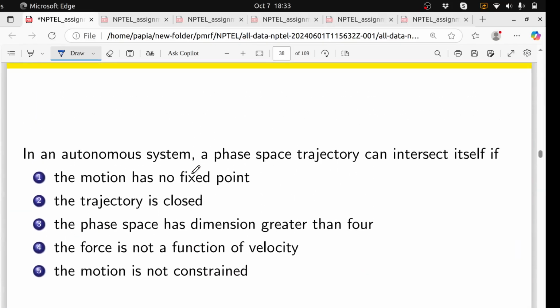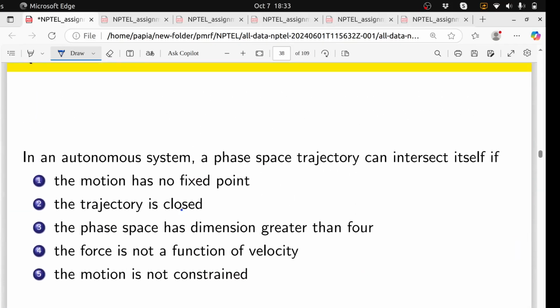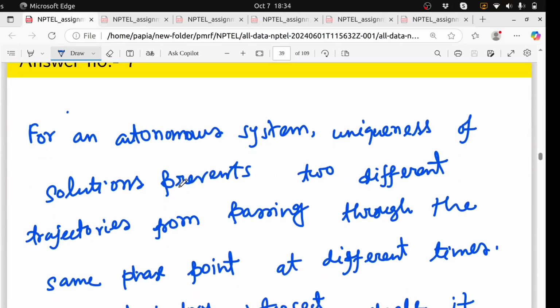So the motion has no fixed point. The trajectory is closed. Yes, that is true. In an autonomous system, a phase space trajectory can intersect itself if the trajectory is closed. Otherwise, the phase space trajectories will not intersect with each other. Because if they intersect, it will show a different solution at a single point at different times, and that is not possible for an autonomous system because it gives a unique solution. Okay.